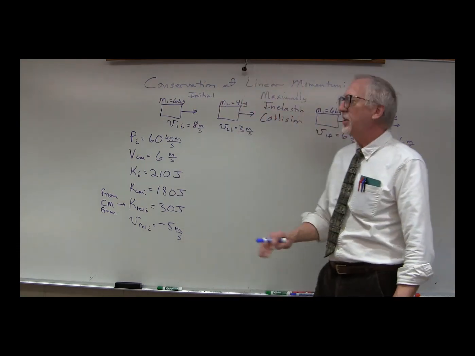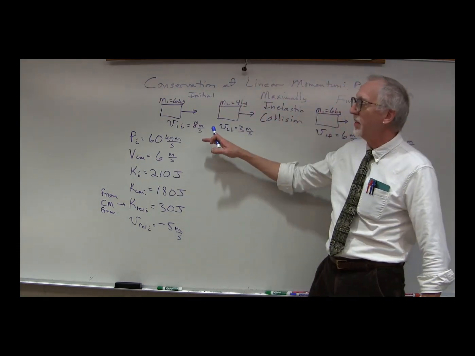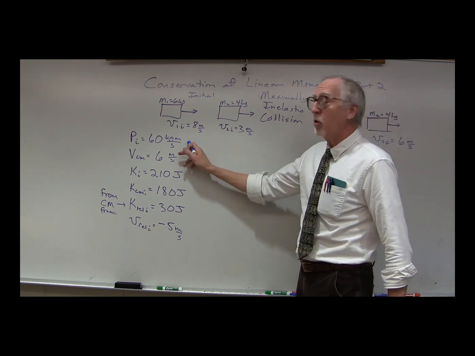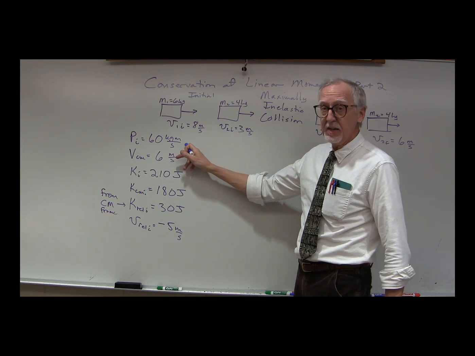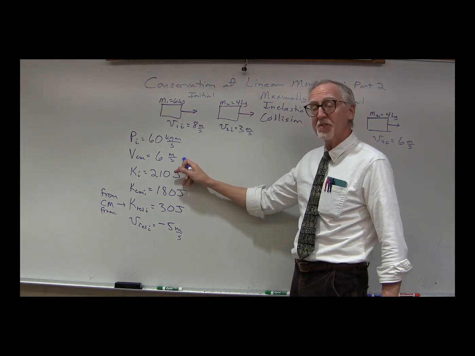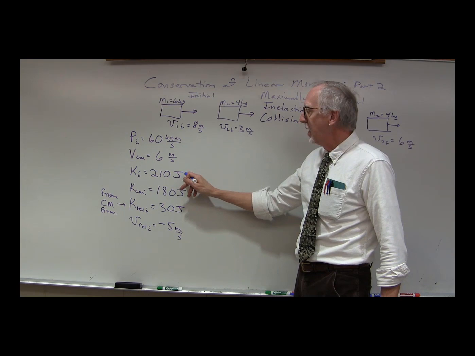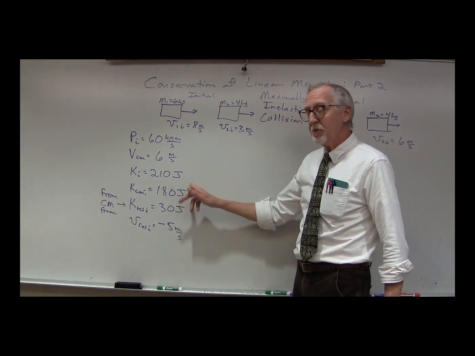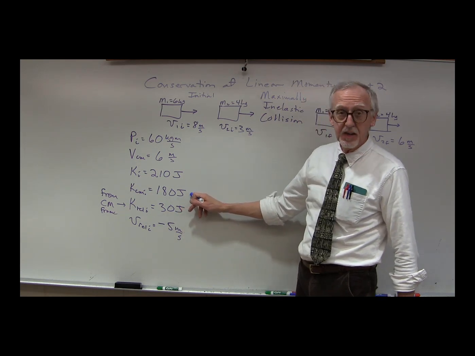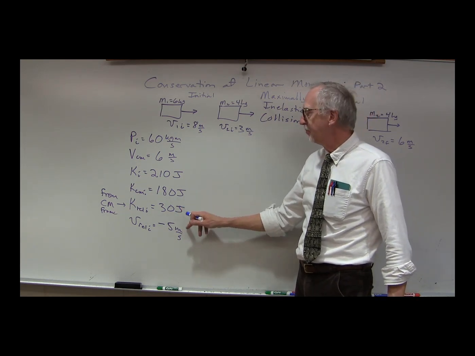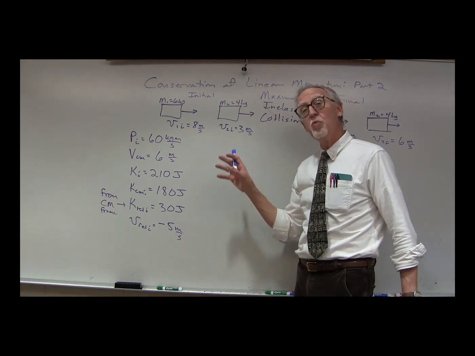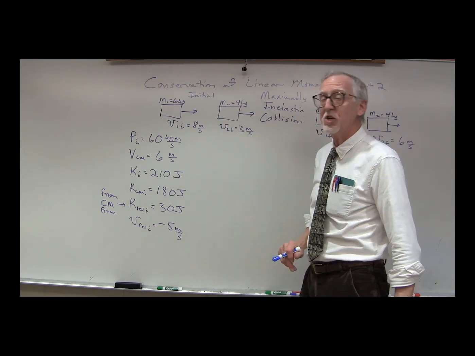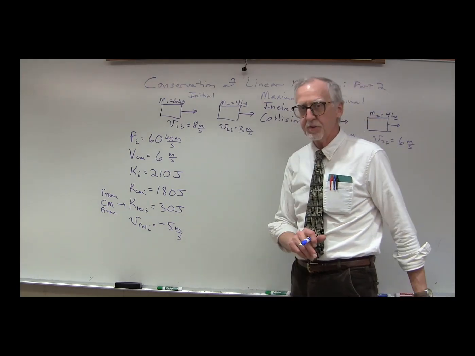So again, the initial situation, exactly like we've had before. I will not force you to go through all these derivations again. Let's just look at them. Total initial momentum, 60 kilogram meters per second. Velocity of the center of mass, 6 meters per second. Total kinetic energy initially, 210 joules. Of that 210, 180 joules is in the motion of the center of mass of the system. 30 joules is in the relative motion of the masses around the center of mass. And the initial relative velocity, -5 meters per second.